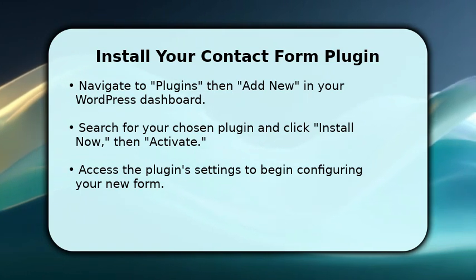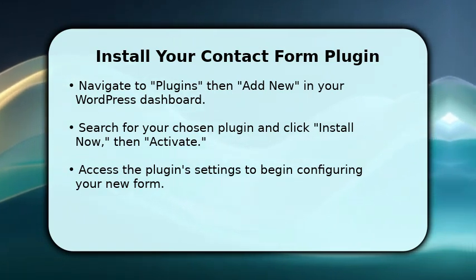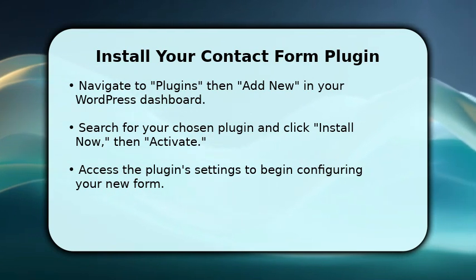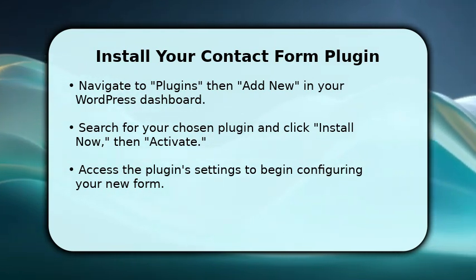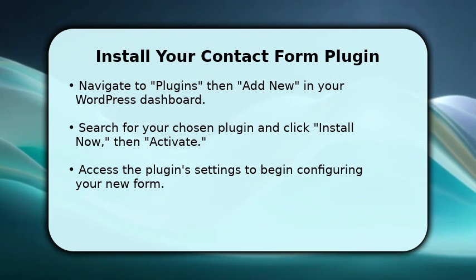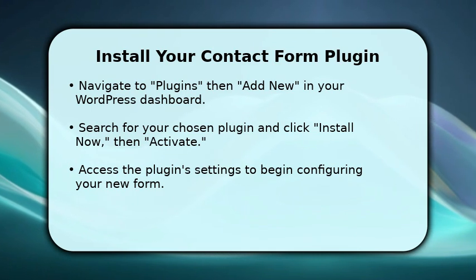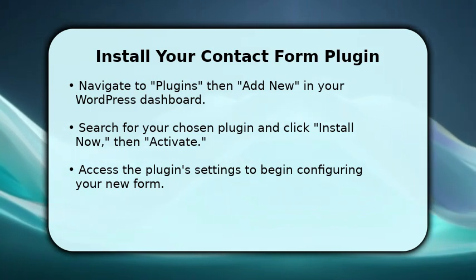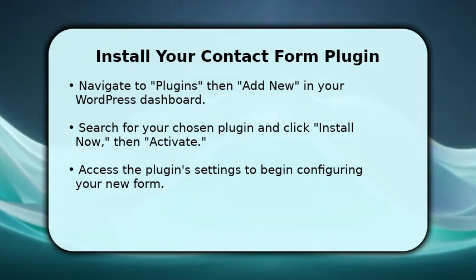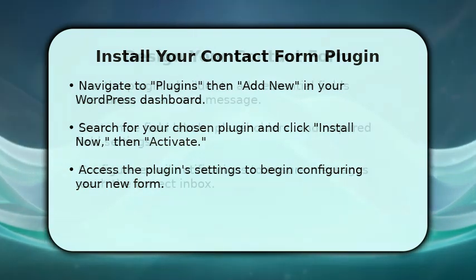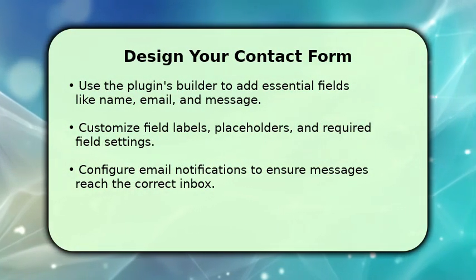Once you've decided on a plugin, the next step is installation. From your WordPress dashboard, go to Plugins and then Add New. Use the search bar to find your selected plugin, click Install Now, and then Activate. This process usually takes less than 1 minute. After activation, you'll typically find a new menu item for your plugin, ready for you to dive into its settings and start building.